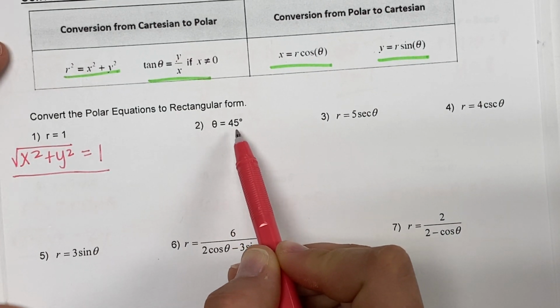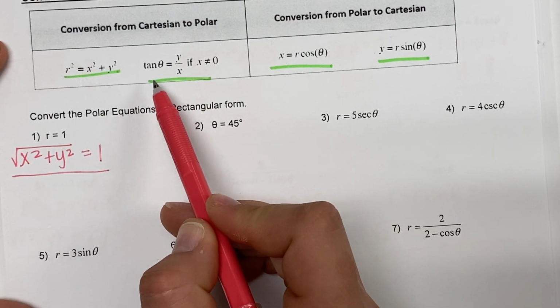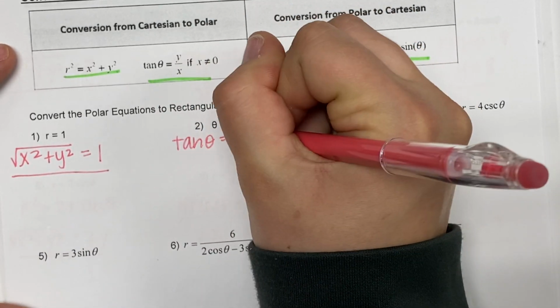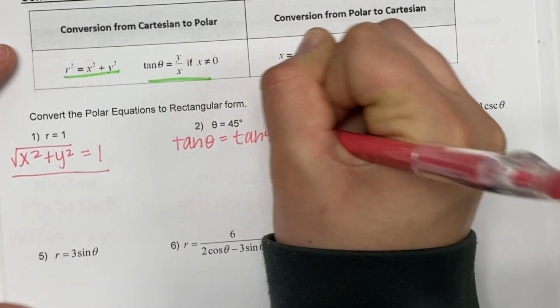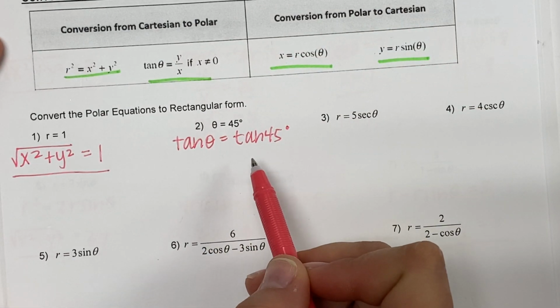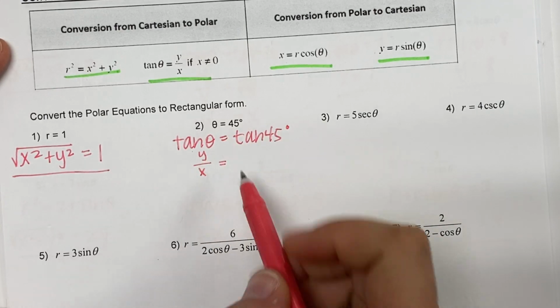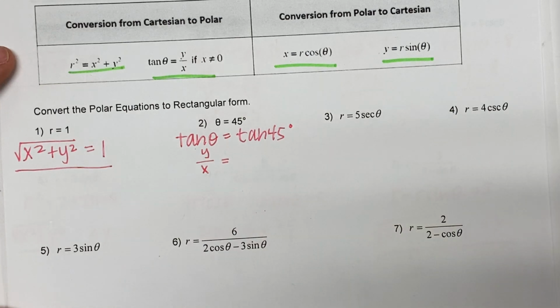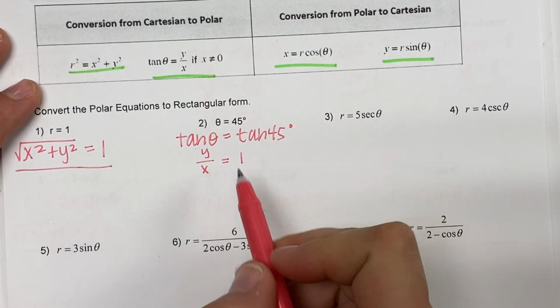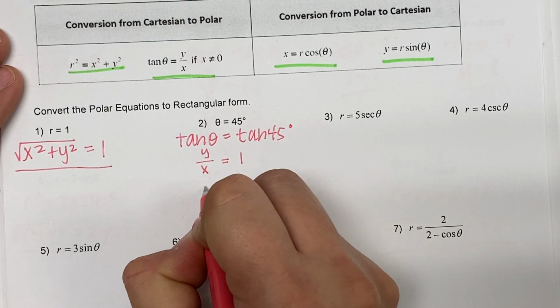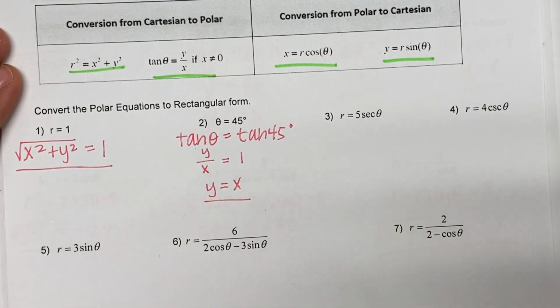Okay, number 2. Theta is 45 degrees. Now when I have a theta, I want tangent next to it. I can do tangent theta as long as I also put tangent on the other side, because what you do to one side, you have to do to the other side. Well, we know now that tangent is y over x. And then tangent of 45 is from our unit circle. So if I go to 45 degrees on my unit circle and do y over x, that's root 2 over 2, root 2 over 2. That's just 1. You technically are done here, but I'm just going to make it prettier by multiplying by x to the other side. So I can just have y equals x.